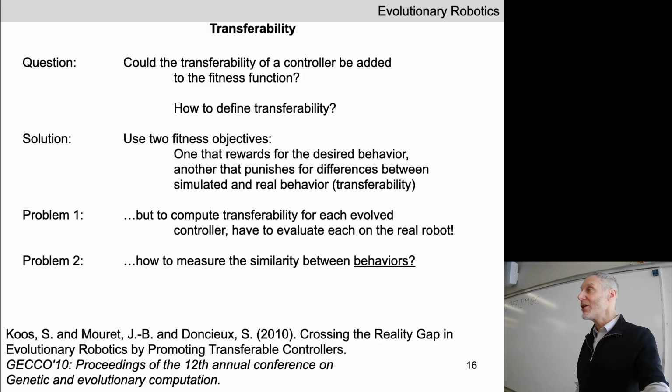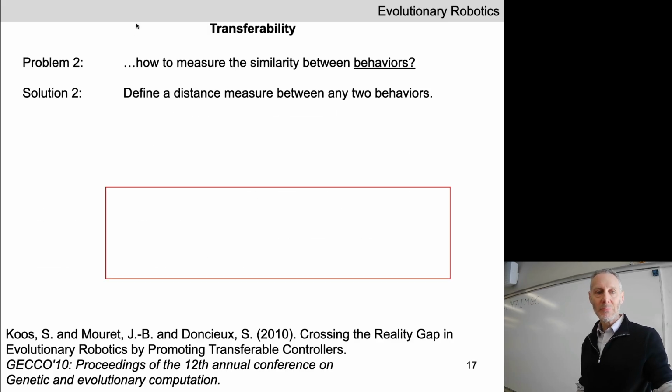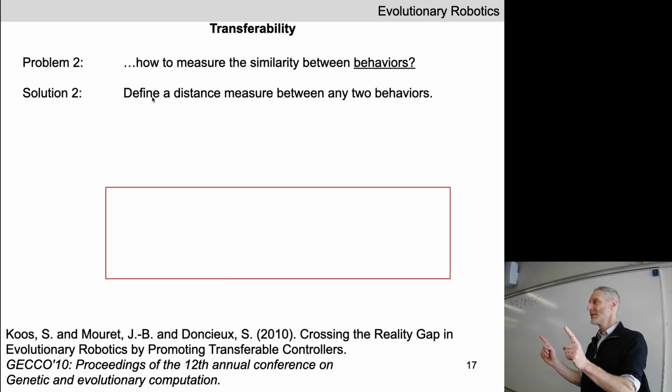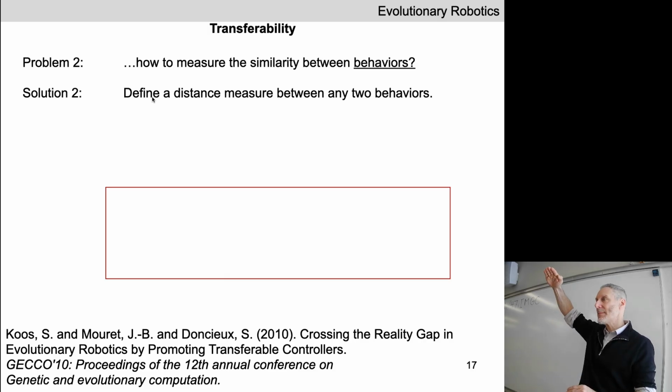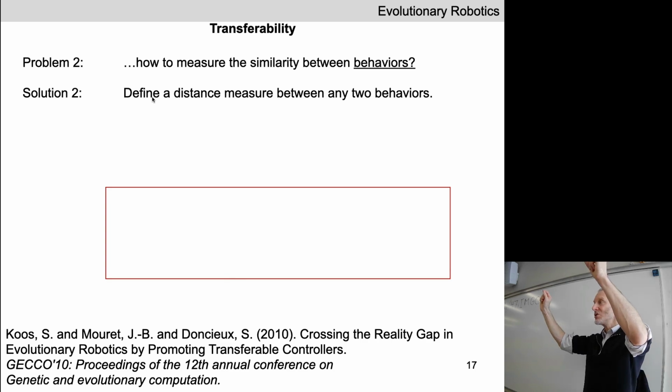How do we measure similarity between behaviors? We're going to start by defining a distance measure between any two behaviors. Not a distance measure between the controllers themselves. We've got a set of synaptic weights for controller I, a set of synaptic weights for controller J. We're not taking the Euclidean distance between these sets of synaptic weights. We're going to take the distance between the behaviors produced by controllers I and J. How do you measure the similarity between two behaviors?